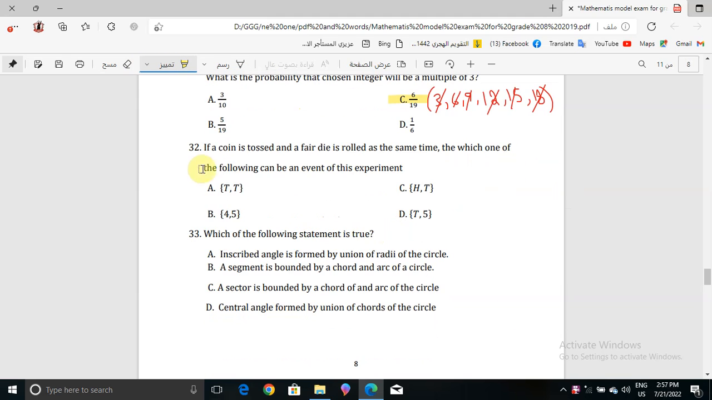Okay, now question number 32. If a coin is tossed and a fair die is rolled at the same time, both of them, then which one of the following can be an event of this experiment? It will be TT? No, it's only a coin. 4, 5? No, it's only a fair die. HT? No, it's only a coin. T and 5? Yes, because it says coin and a fair die. So the correct answer for question number 32 will be choice D.